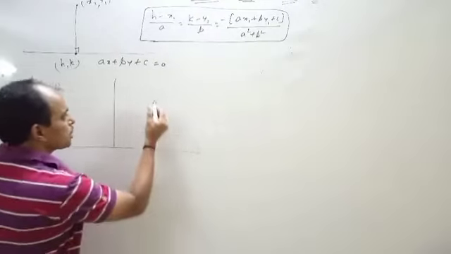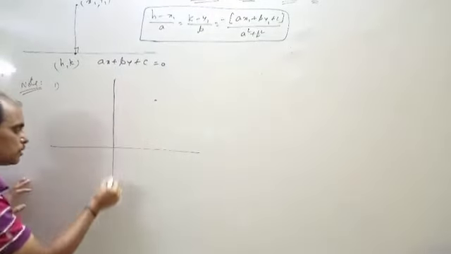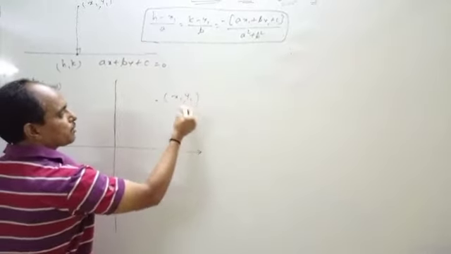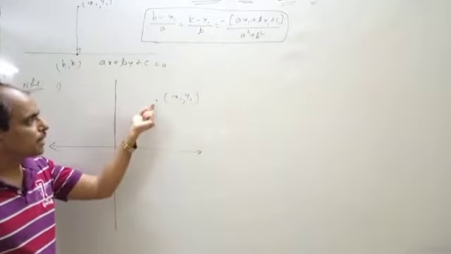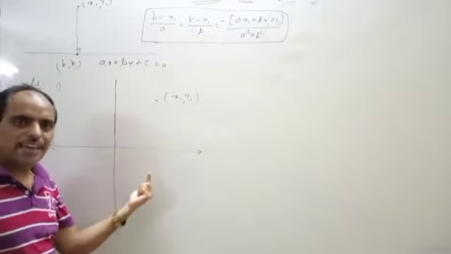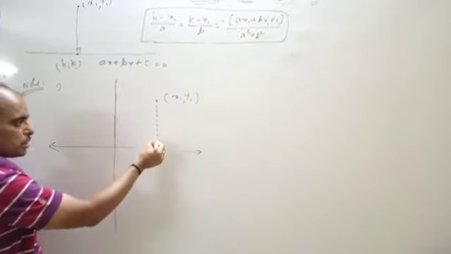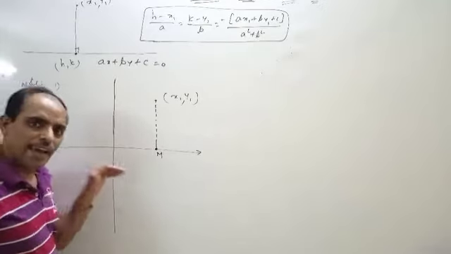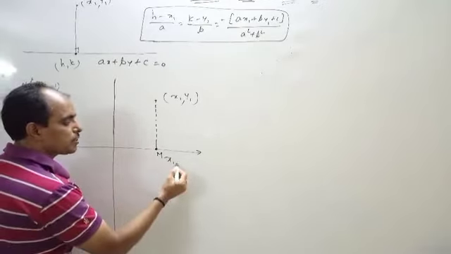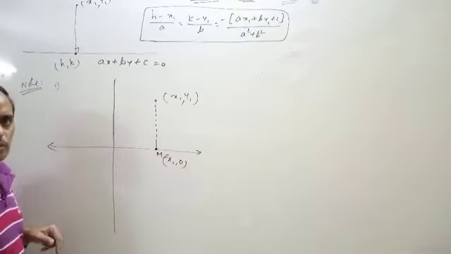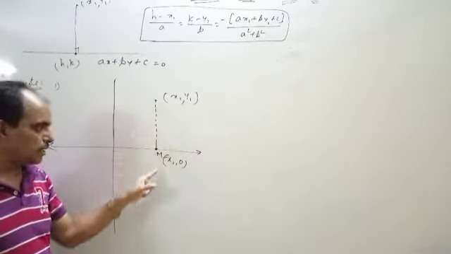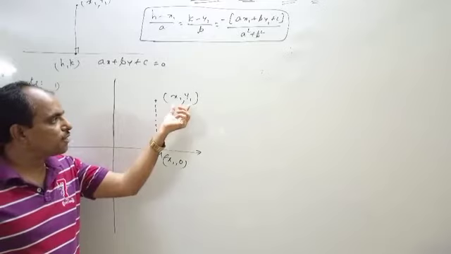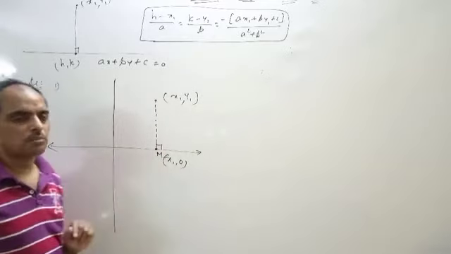Now going to the first concept, that is the foot of perpendicular of a point with respect to the x-axis. Let us suppose this is the coordinate axis and here is a point (x1, y1). What is the foot of perpendicular of the point (x1, y1) on the x-axis? Suppose this is the foot of perpendicular. So what will be this point? This is nothing but (x1, 0).